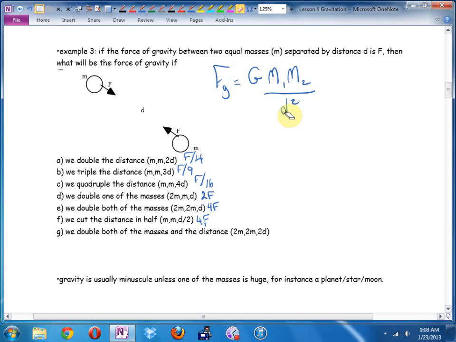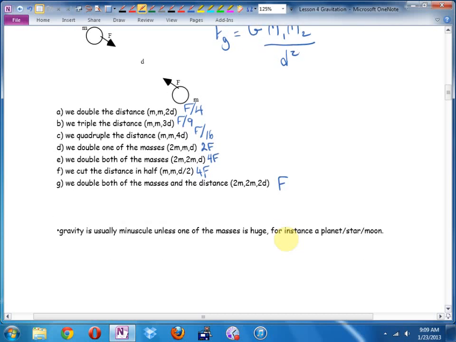What if we double both of the masses and we double the distance? Doubling both of the masses would give you 4 times bigger. Doubling the distance will give you 4 times smaller. Oh, I think they just cancel out. I think you just have your original force, F. Right? Gravity is usually minuscule unless one of the masses is huge. For instance, a planet or a star or a moon.